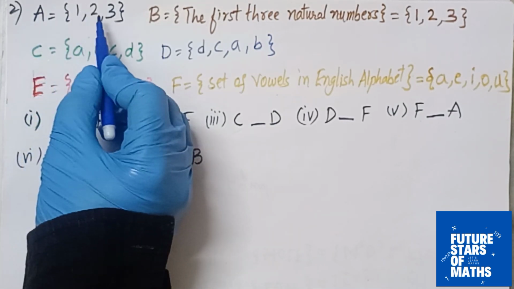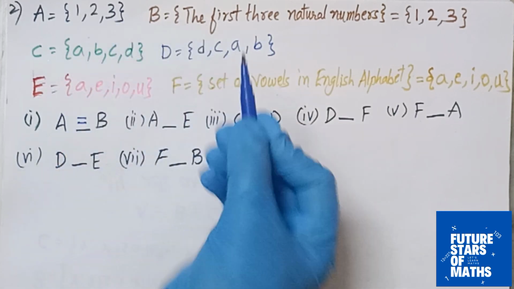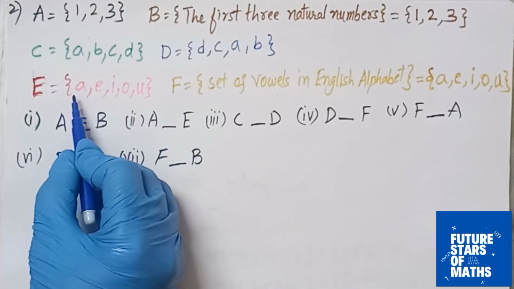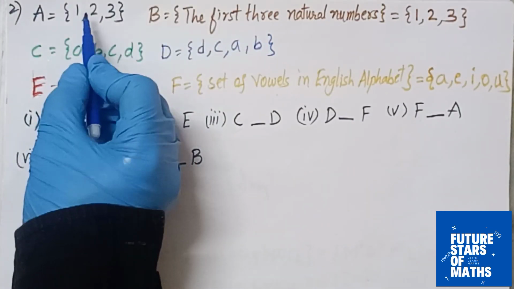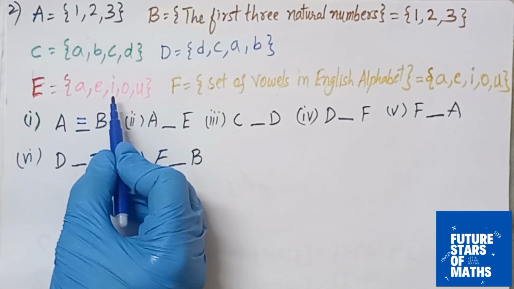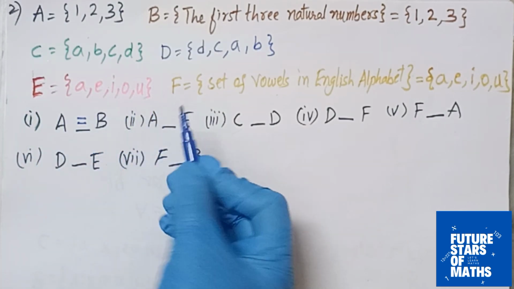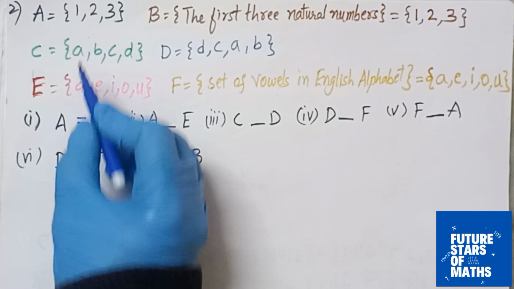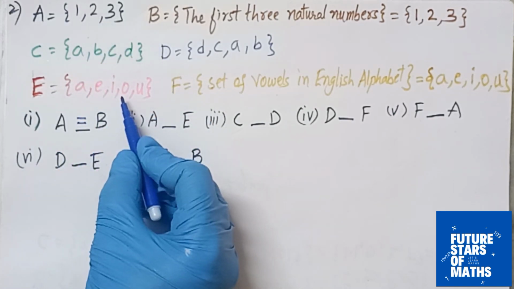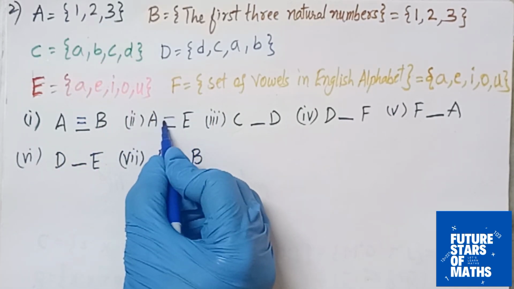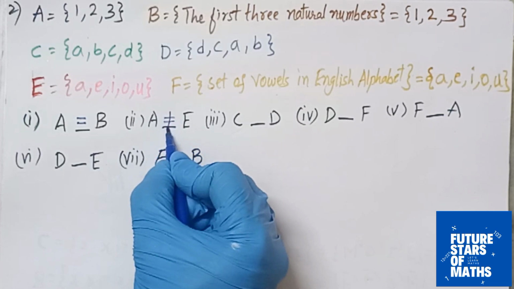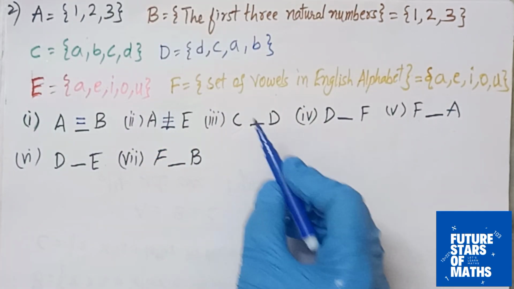Here in A we have 3 elements and in E we have 5 elements. So the number of elements is not equal. So there is no need of checking what the elements are. Since here we have 3 and here we have 5, we can conclude that these both sets are not equal.